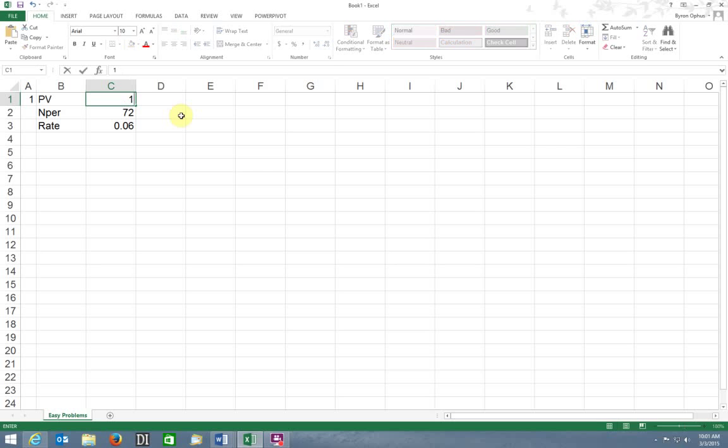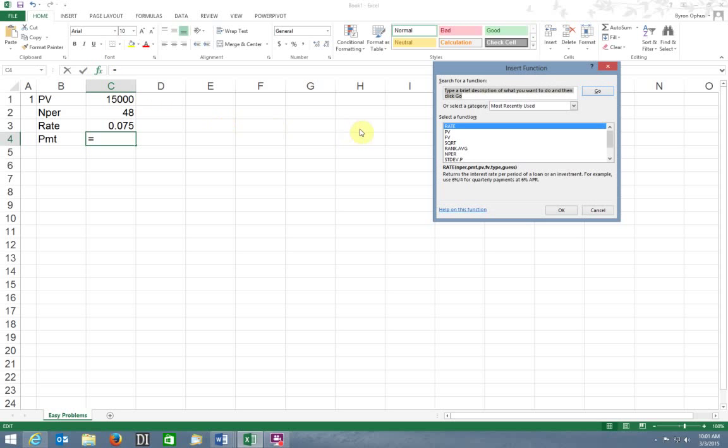I can't afford a $25,000 car anyhow, so I'll go with a $15,000 used car that I can only finance for 48 months. My banker doesn't like me, probably going to charge me about 7.5% interest, right? So what I'm solving for here then is just payment. And I can come up to my handy dandy little FX button there and bring this up.